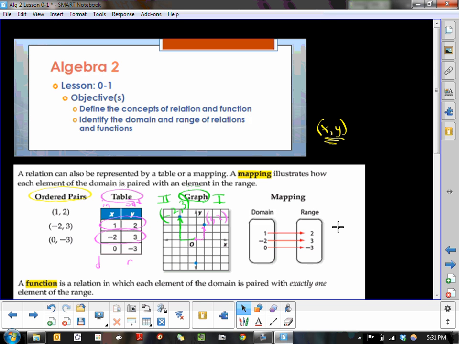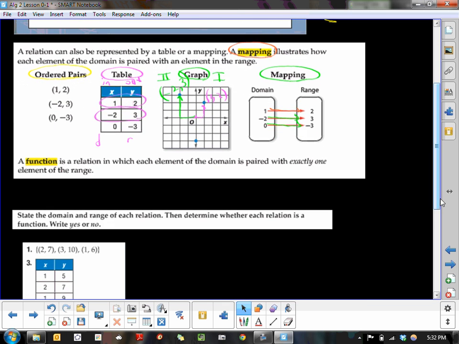And the final one is a mapping, and these are called arrow mappings, or at least that's what we like to think of them as. A mapping shows us how one value is mapped onto another by applying a rule or some type of criteria. So we're going to map 1 onto 2. We're going to map negative 2 onto 3. We're showing how the input in the domain gets mapped to or paired with the output in the range. So there are really 4 different ways of visualizing or representing a relation. Now, let's get to our last topic here, a function.